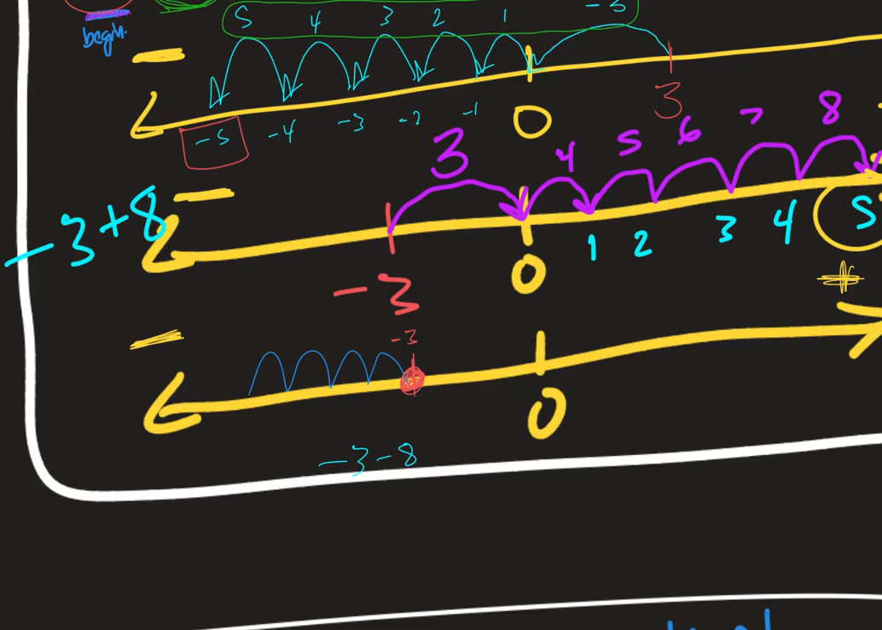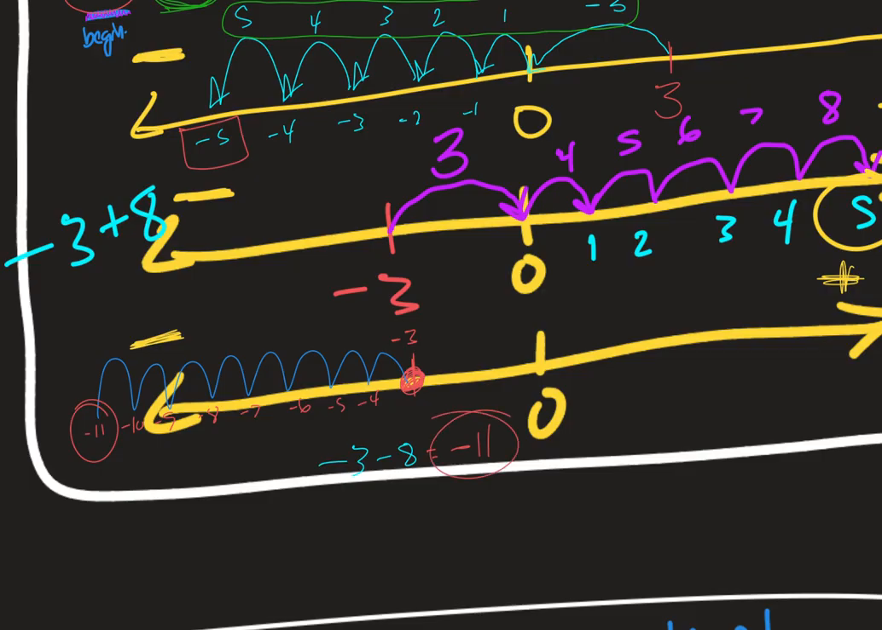1, 2, 3, 4, 5, 6, 7, 8. Well, now we'll just count. That's -4, -5, -6, -7, -8, -9, -10, -11. -3 minus 8 is -11, okay?